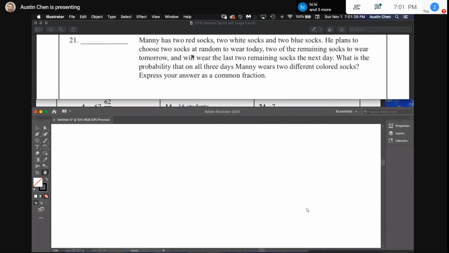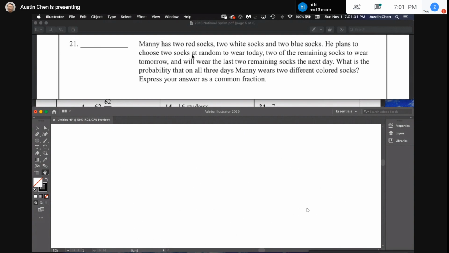Manny has 2 red socks, 2 white socks, and 2 blue socks. He plans to choose 2 socks at random to wear today, 2 of the remaining socks to wear tomorrow, and will wear the last 2 remaining socks the last day. What is the probability that on all 3 days Manny wears 2 different colored socks? Express your answer as a common fraction.